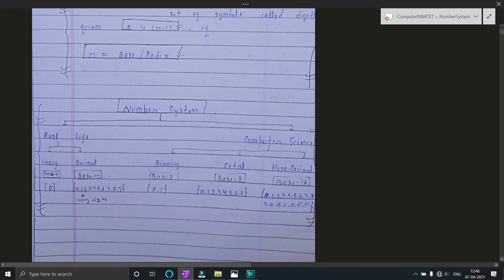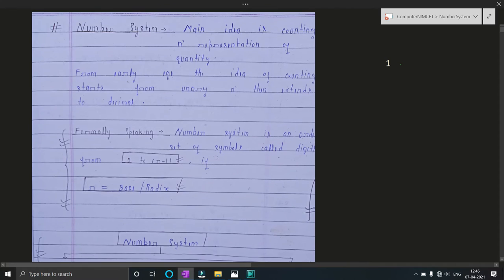So A B C D E F, along with 0 to 9, which is the same as before. A represents 10, and similarly B is 11, C 12, D 13, E 14 and F 15. So 0 to 15, that means 0 to F digits are used in the hexadecimal number system.